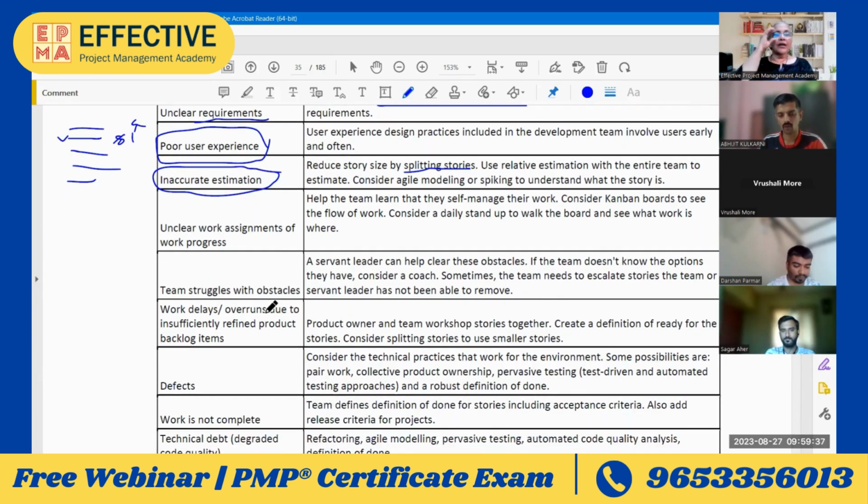Okay, unclear work assignments and work progress. Team doesn't know what work to take up, what work to deliver. So help the team learn to self-manage the work. This is what typically happens when you are new to Agile.